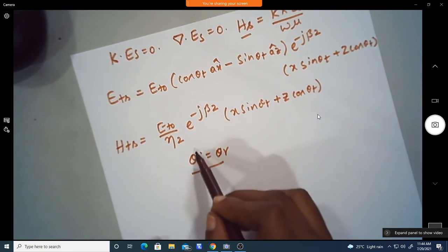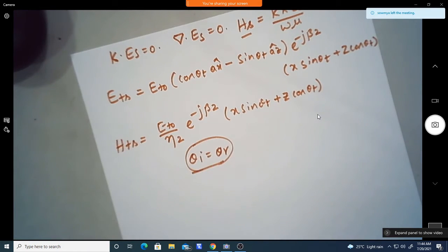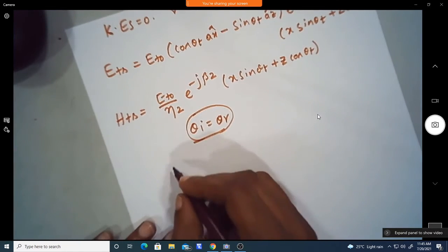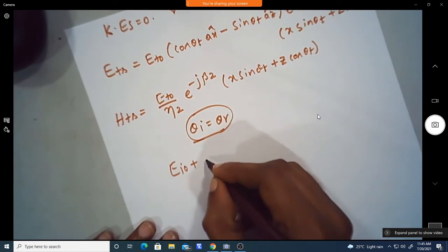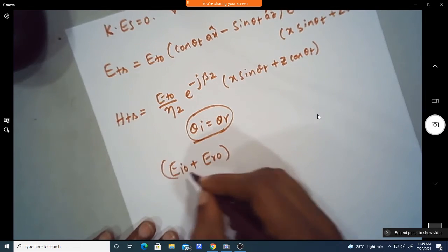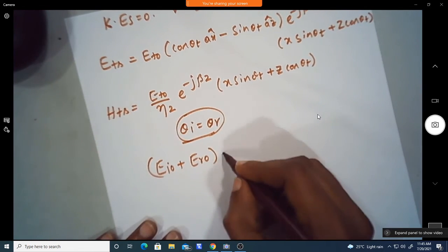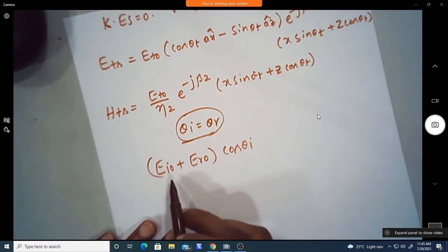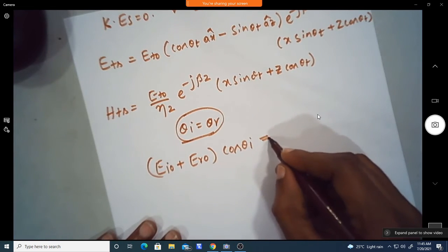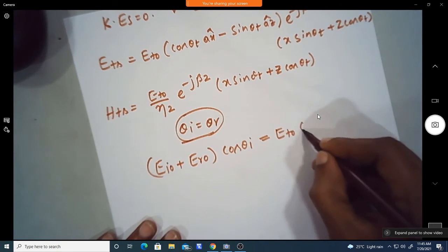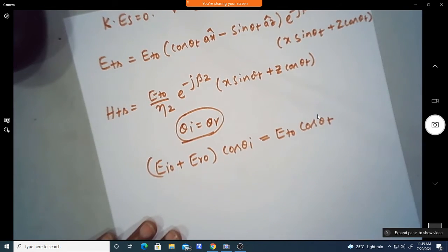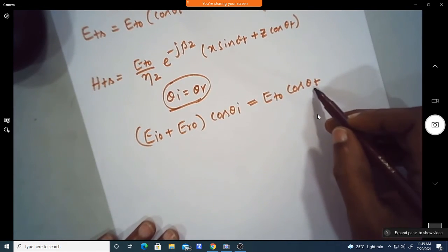So if I arrive at this condition, then that condition will be satisfied. That is, the tangential components of both E and H are continuous at the boundary. So if I consider that one, then we are going to get EI naught plus ER naught. If I take the magnitudes of the electric field component, that will be (EI naught plus ER naught) into cos theta I, which should be equal to ET naught into cos theta t. That is the transmitted angle.